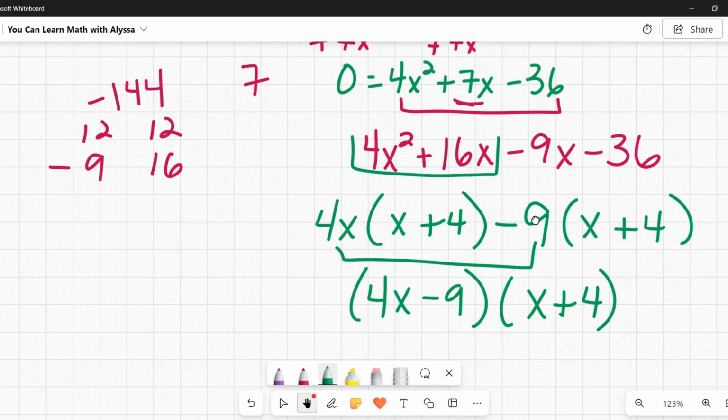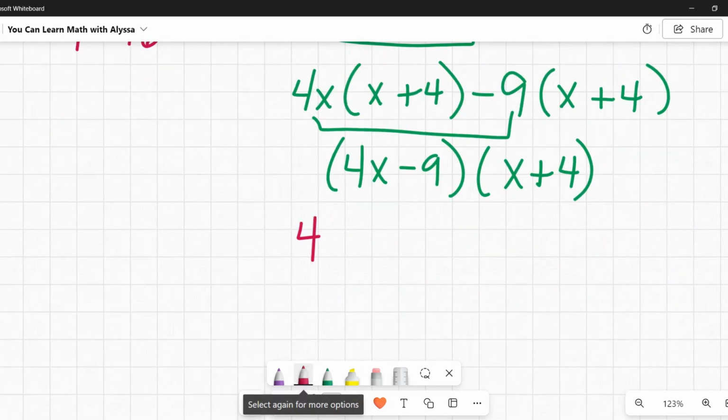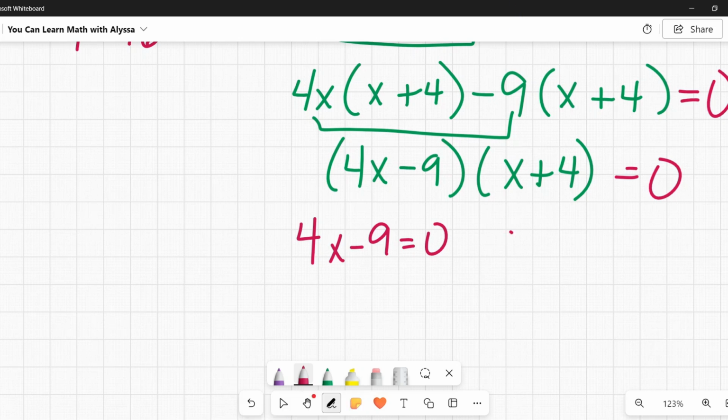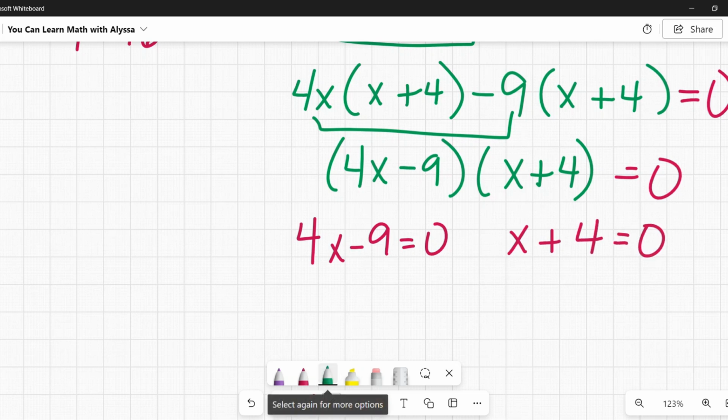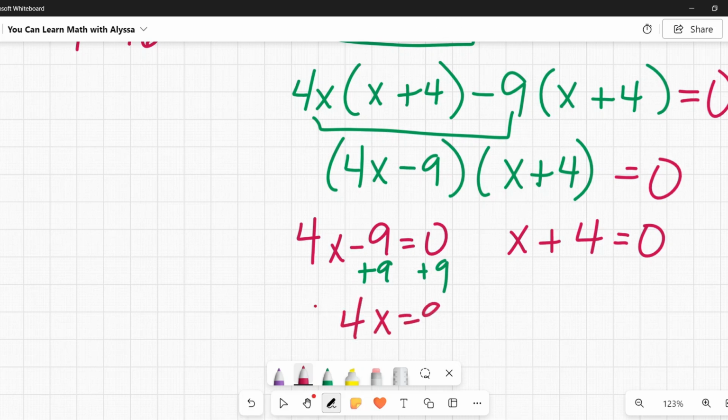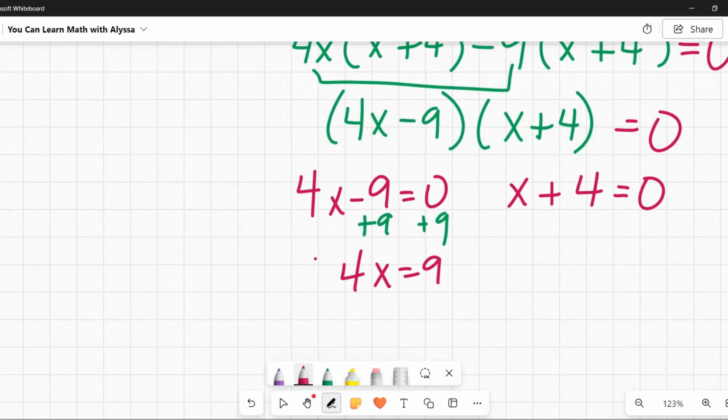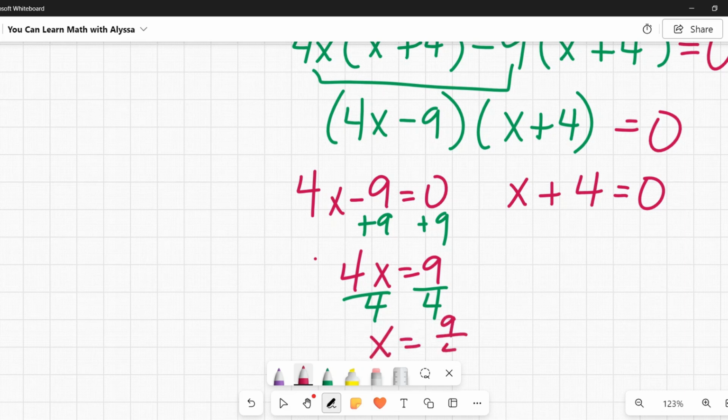And then we solve each of these separately. So 4x minus 9 equals 0. I didn't write it each time, I should have. I'm sorry. It should have been equals 0 the whole time down. And then x plus 4 equals 0. All right, so on the left, 4x minus 9 equals 0. I need to add 9 to both sides, and I get 4x equals 9. Then I'm going to divide both sides by 4 to get rid of that times 4, and I get x equals 9/4 or 2 1/4 or 2.25.